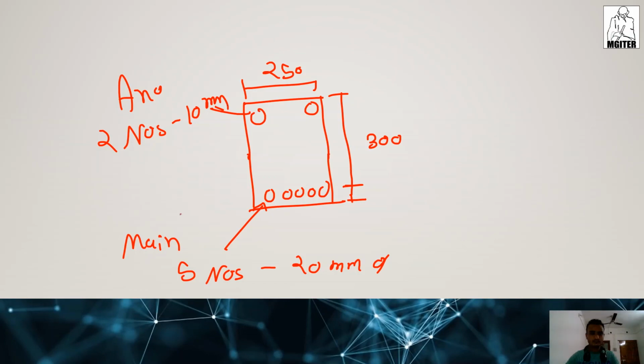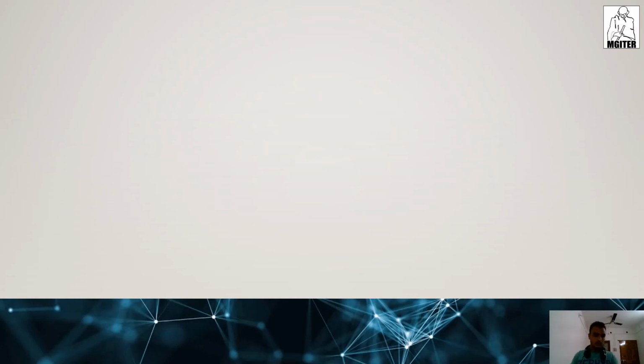Completed. So this is the cross section of the beam, which is completed. So our design of singly reinforced beam chapter is completed. In the next lecture we will learn doubly reinforced beam design. What is a doubly reinforced beam? I will explain it in detail. So wait for it. We will meet soon.